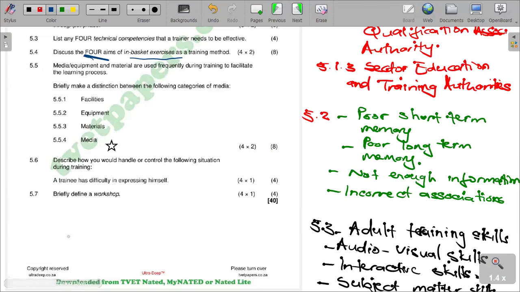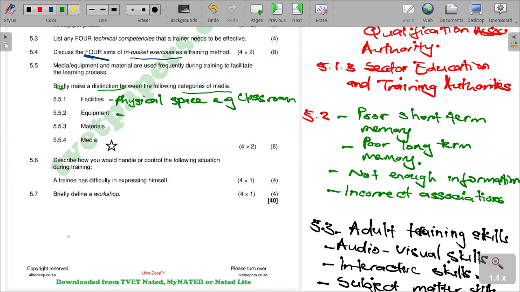Let's move on to question 5.5. It reads, media, equipment, and materials are used frequently during the training to facilitate the learning process. The question reads, briefly give a distinction between the following categories of media. So we are going to distinguish between these categories. Facilities are the physical environment, for example a classroom or computer room. A classroom is a physical space used during the training process.